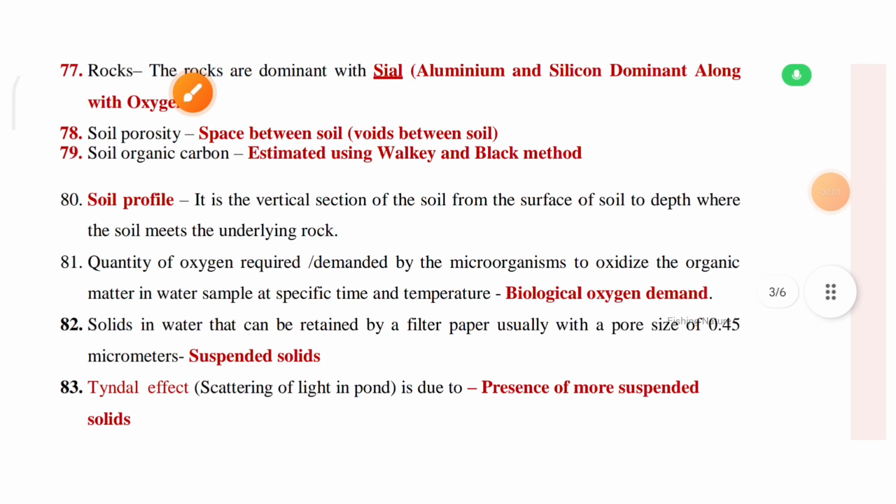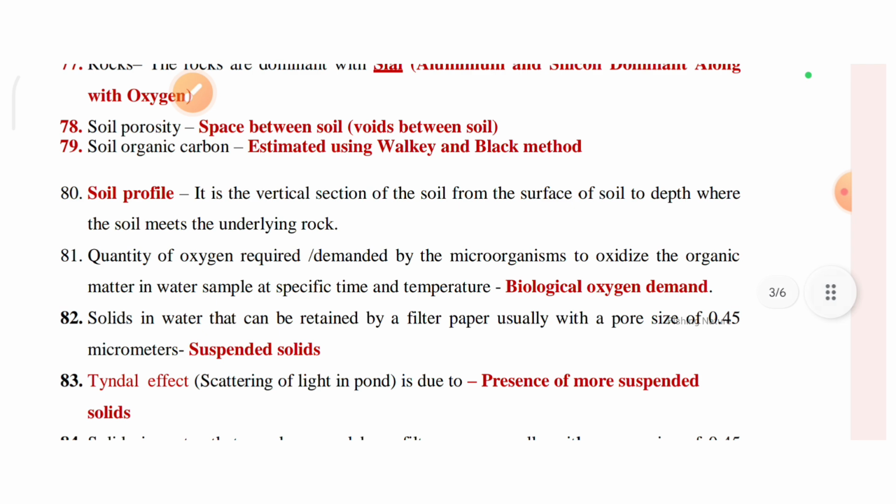Soil porosity. Porosity means what? It is the space between the soil, the voids present between the soil. It is known as soil porosity. Soil organic carbon is estimated by the Walkley and Black method.